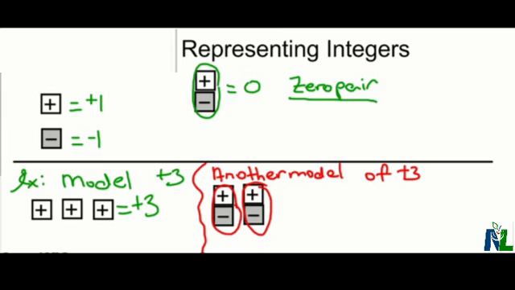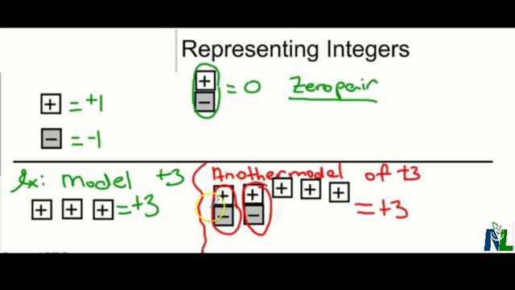So I think now I'll add in 3 of my positive tiles. I'm not going to add any more zero pairs. I think I had enough of them. So once you look and see all together what you have, I have 3 excess or extra positive tiles. So I know in this case I do have positive 3 successfully modeled.